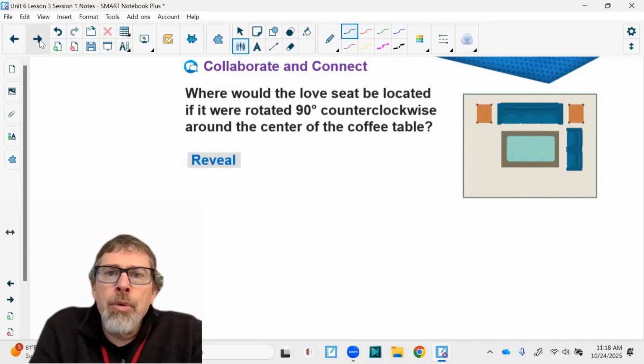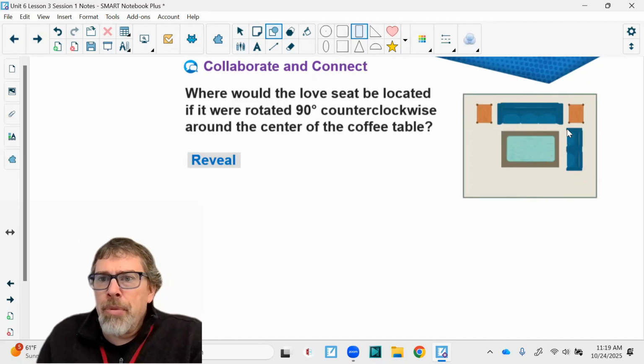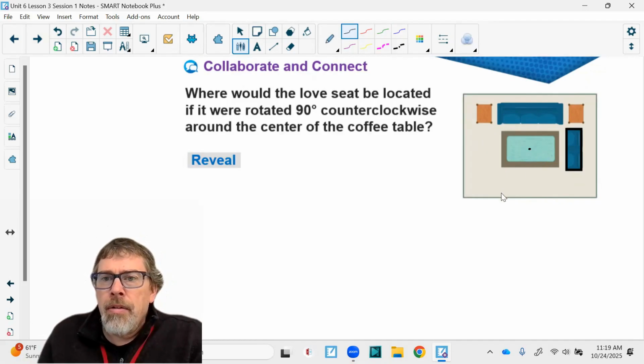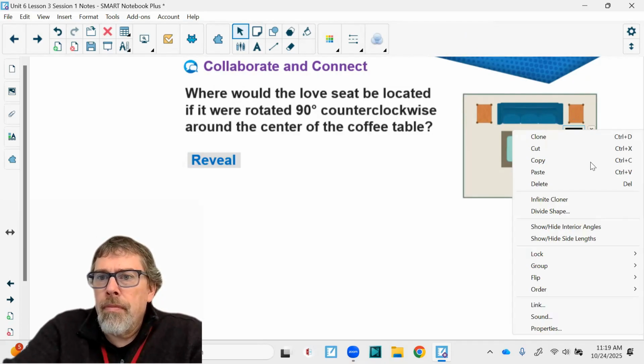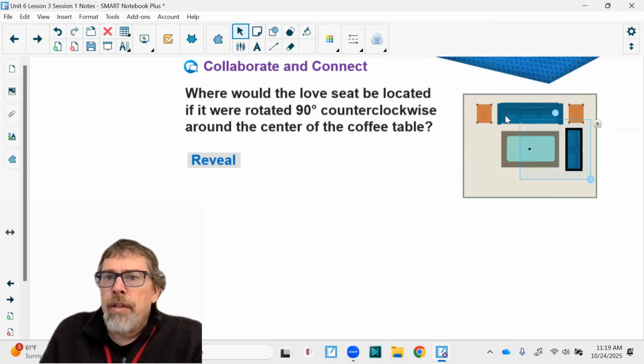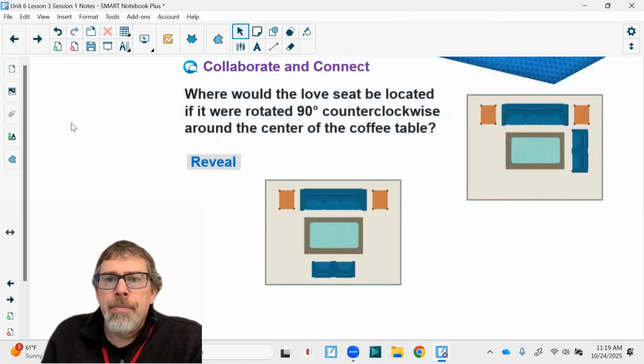Then it says, where would the love seat be located if it were rotated 90 degrees counterclockwise? Well, let's take a look. So if I get another rectangle to represent our pre-image right there, and I draw a dot, center of rotation, and I rotate both of these together, like so. Now I'm rotating counterclockwise, which is against the clock, this way. And I would have to move this dot up to here. So that is where the love seat would end up if we rotated it counterclockwise. It'd be sitting on top of the couch. Here's where it would be rotated clockwise. They aren't showing the counterclockwise rotation.